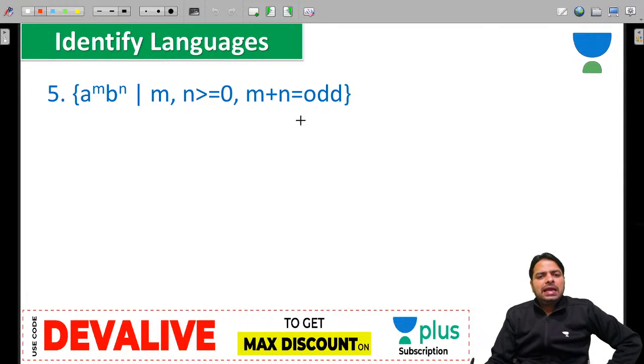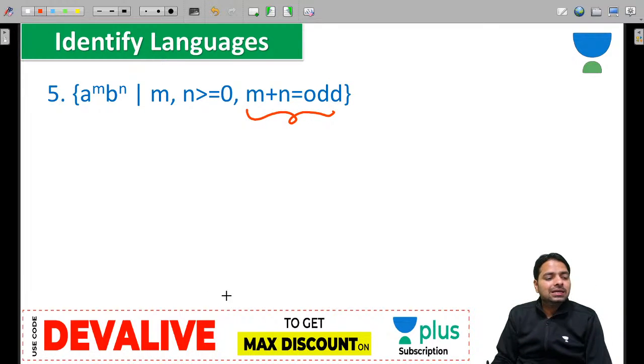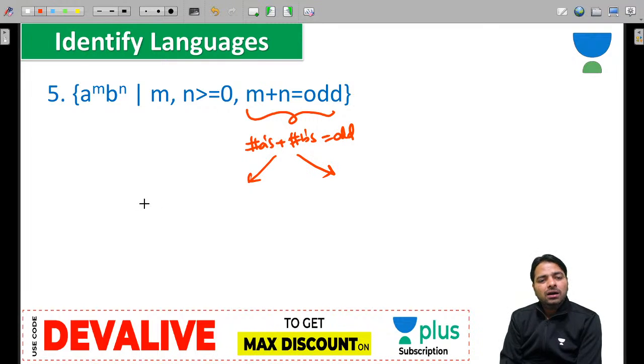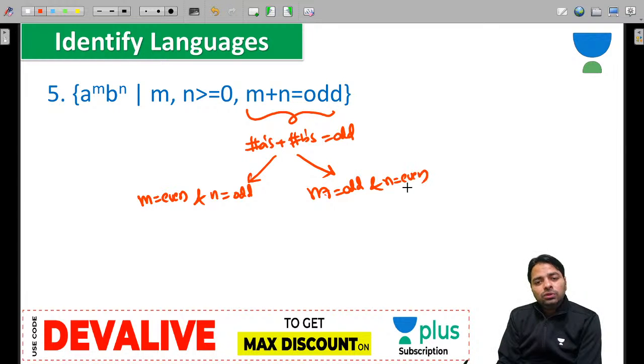Fifth one. And m plus n is odd, means the sum of A's and B's is odd, guys. Here they are trying to say the number of A's plus the number of B's is odd. But the order doesn't change. After A's only B's come. Then how do you get odd? Two things can happen. If you want odd, then m is even and n is odd. One is even, the other is odd. Or m is odd and n is even. In both cases, the sum is odd.